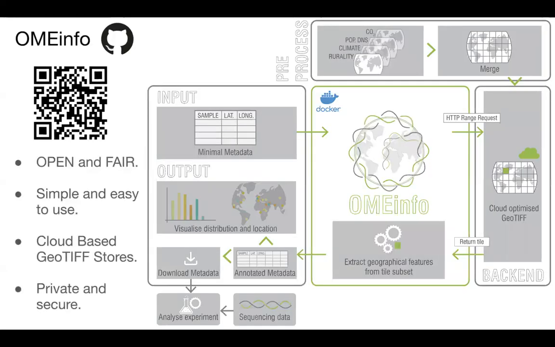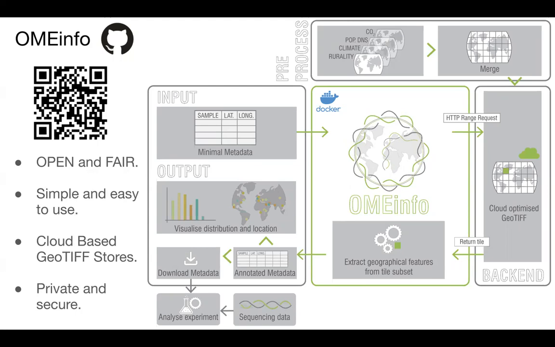OMEinfo makes it easy to annotate location data with geographical data from a number of sources, currently covering carbon dioxide, nitrogen dioxide, rurality, Koppen-Geiger climate classification, and population density. OMEinfo operates through the use of a Dockerized web app to which a CSV file containing sample metadata, including latitude and longitude, is uploaded. To minimize data transfer and avoid the need to download multiple large GeoTIFF files, the files are stored in cloud GeoTIFF format in an AWS bucket.